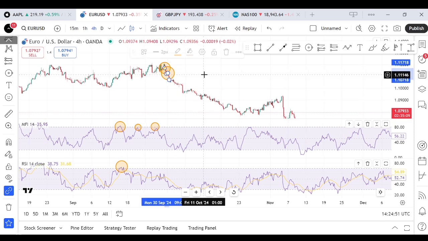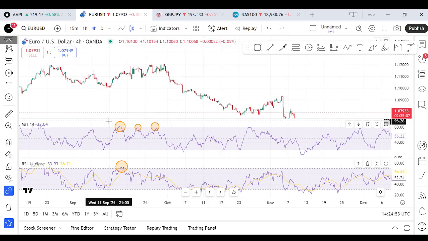Let's quickly talk about divergence. Both indicators can be used when spotting divergence. Divergences between price and these indicators can provide additional confirmation. A bullish divergence occurs when the price makes lower lows, but the MFI or RSI makes higher lows, signaling weakening selling pressure and a potential reversal upward. Conversely, a bearish divergence happens when the price makes higher highs while the indicators make lower highs, signaling weakening buying pressure and a potential reversal downward.